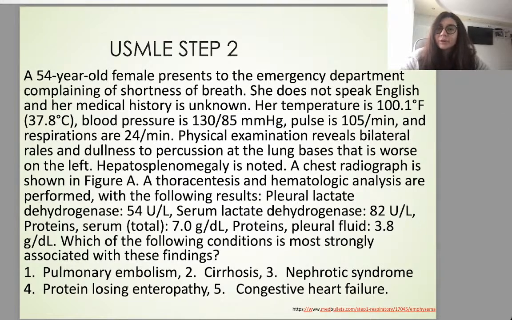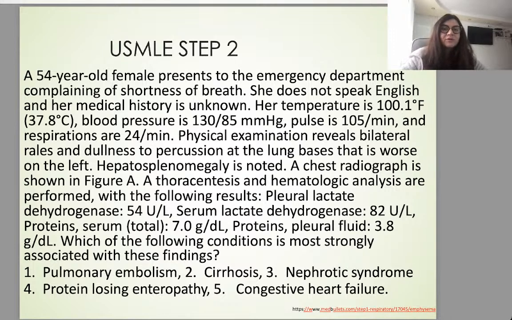And one more usable test for you by our today's topic. A 54-year-old female presents to the emergency department complaining of shortness of breath. She does not speak English and her medical history is unknown. Her temperature is 100.1 Fahrenheit, in Celsius 37.8. Blood pressure is 130 by 85 millimeters of mercury, pulse is 105 per minute, and respiration 24 per minute.